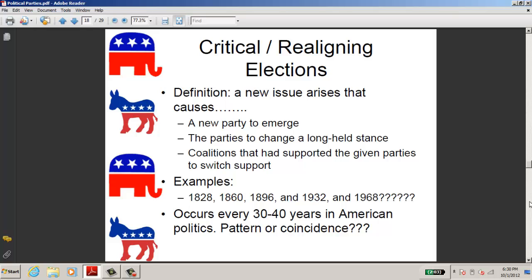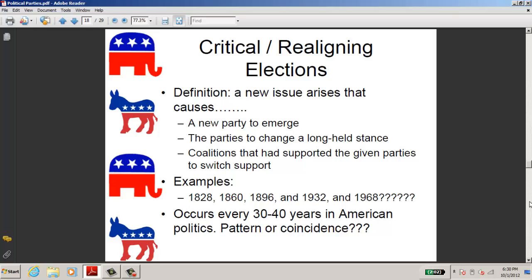So every time you have a new party system and they've come to power, it's the result of a critical or a realigning election. So a couple different definitions. It's a new issue that arises at a given time, and it causes a massive shift in the political party systems. So it could be that you see a new party emerge, like in 1860 we saw the Republican Party. It could mean that the parties change a long-held stance. So for instance, the Democratic Party embracing civil rights.